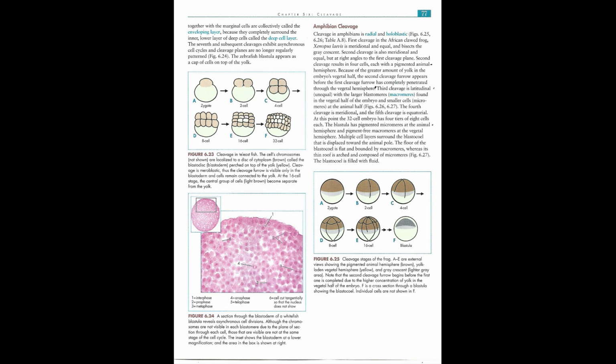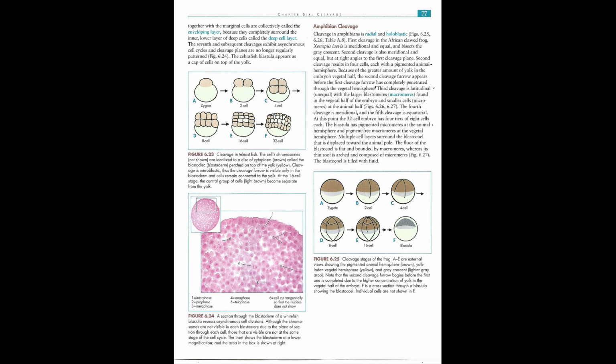First cleavage in the African clawed frog, Xenopus laevis, is meridional and equal, and bisects the gray crescent. Second cleavage is also meridional and equal, but at right angles to the first cleavage plane. Second cleavage results in 4 cells, each with a pigmented animal hemisphere. Because of the greater amount of yolk in the embryo's vegetal half, the second cleavage furrow appears before the first cleavage furrow has completely penetrated through the vegetal hemisphere.